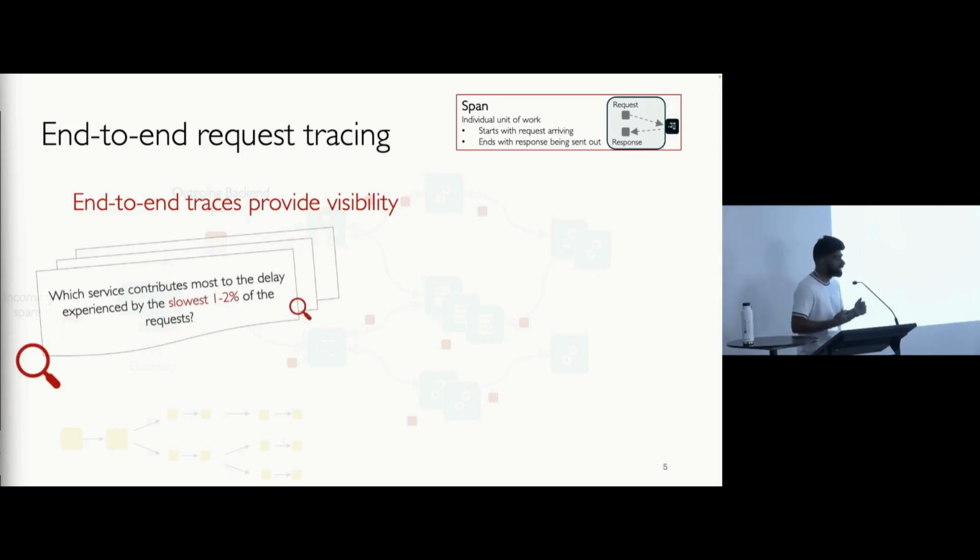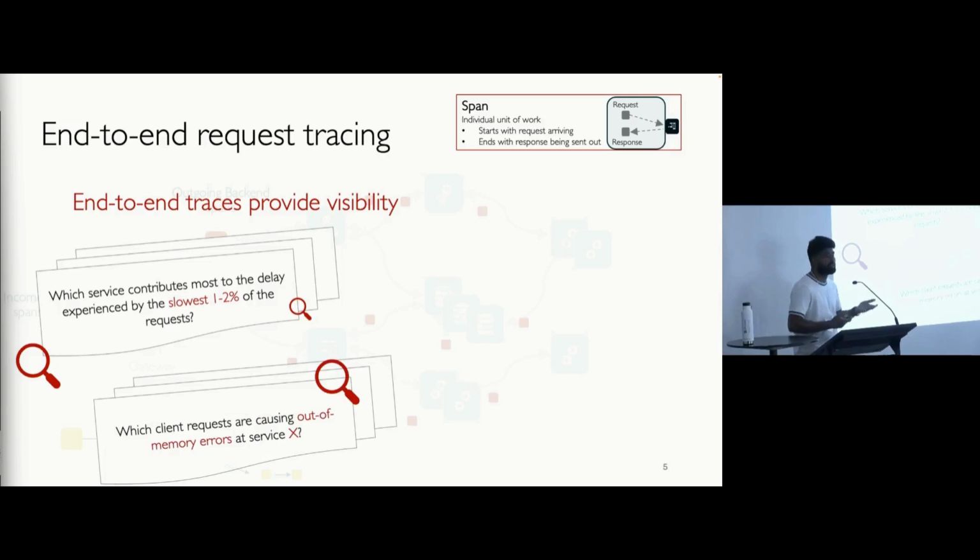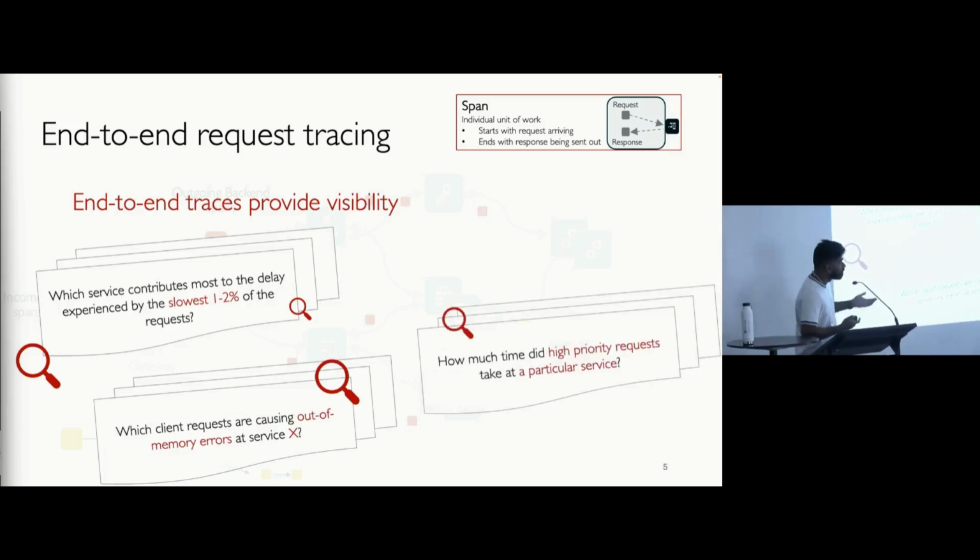They can answer queries like, which service contributes most to the delay experienced by the slowest 1 to 2% of the requests? Or, which client requests are causing out-of-memory errors at a service X? Or, how much time did high-priority requests take at a particular service? You need to actually trace these requests through in order to be able to answer these end-to-end queries.